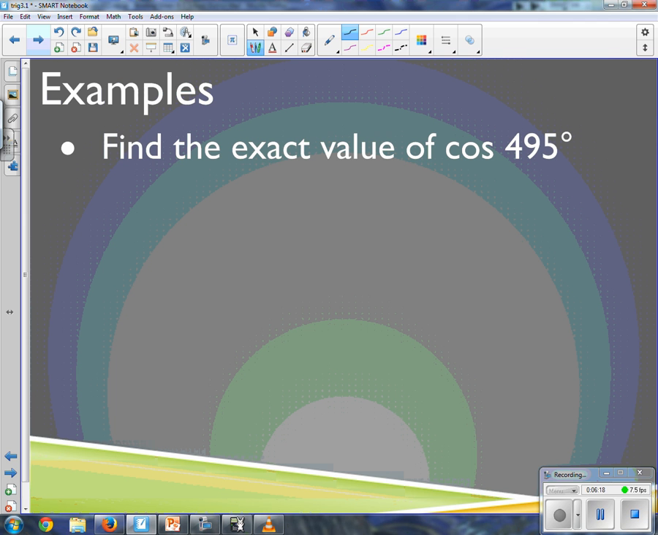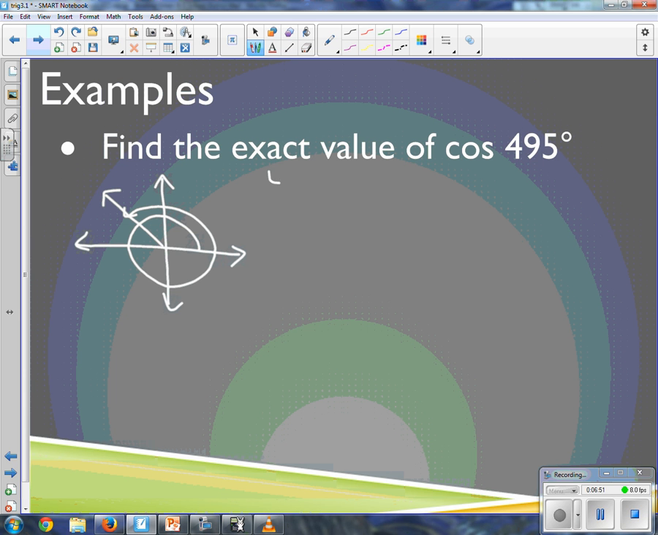Some examples, we're going to find the exact value of the cosine of 495. And this is one that we cannot just plug into our calculator because that's going to give us a decimal. We want exact answers. So we'll probably graph it first. 495, we go 90, 180, 270, 360, 450, and then I have another 45 to go.